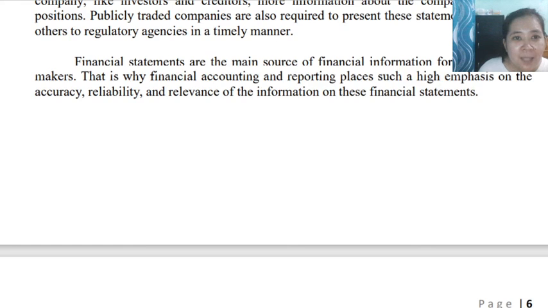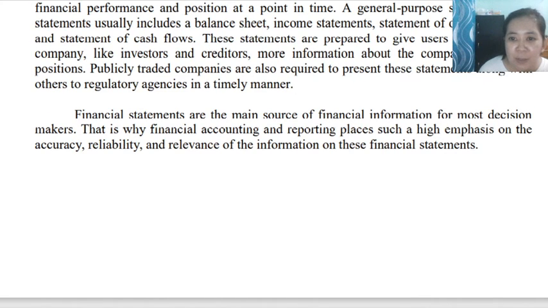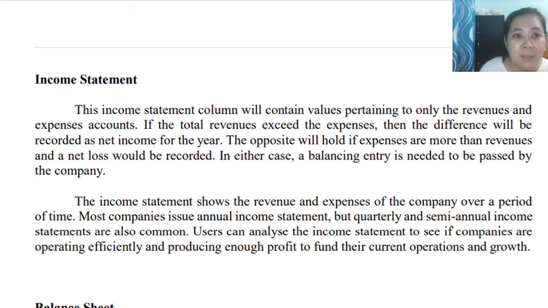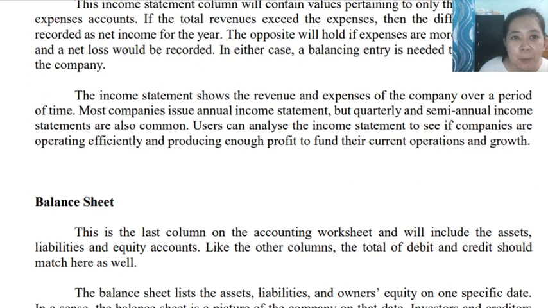Financial statements are the source of our financial information, as we all know. For the income statement, the columns will include the values related to our revenue and expense accounts. If the total revenues are more than our expenses, the difference will be our net income. The opposite holds true: if the revenues are less than our expenses, then the result will be a net loss.